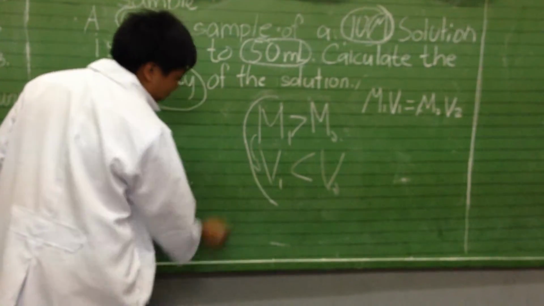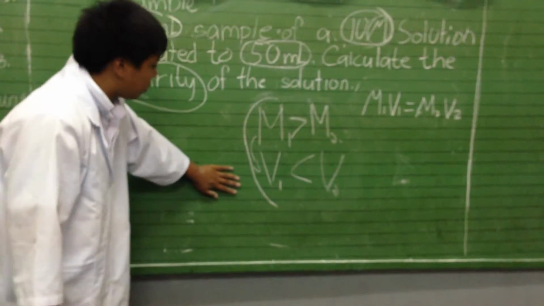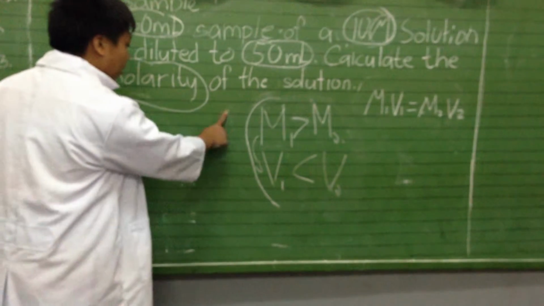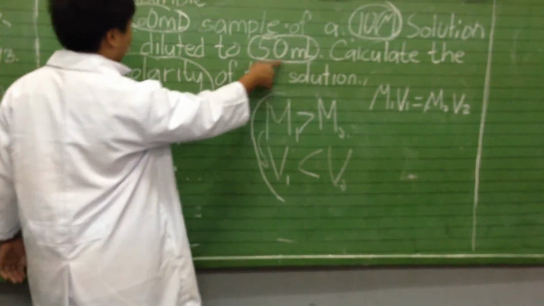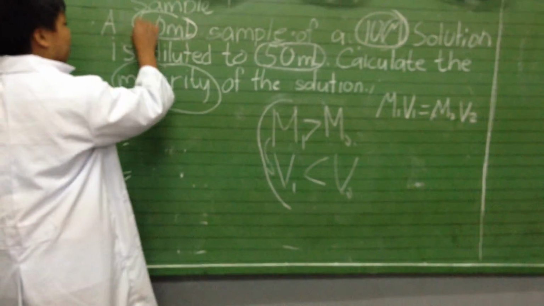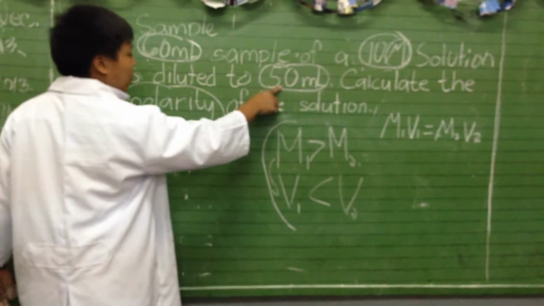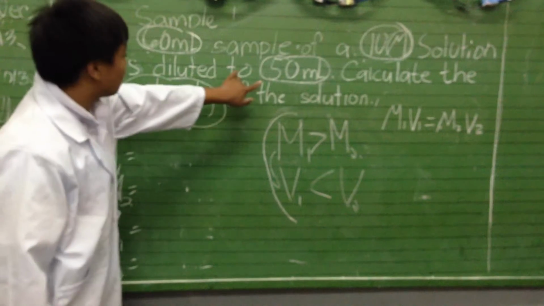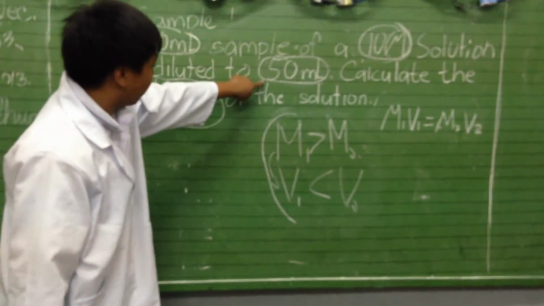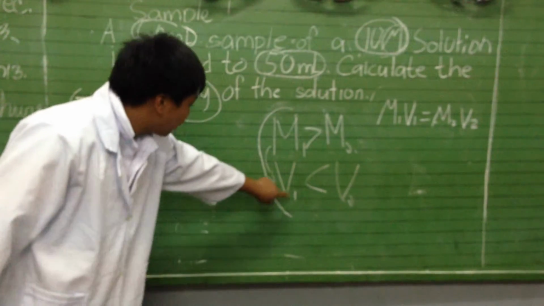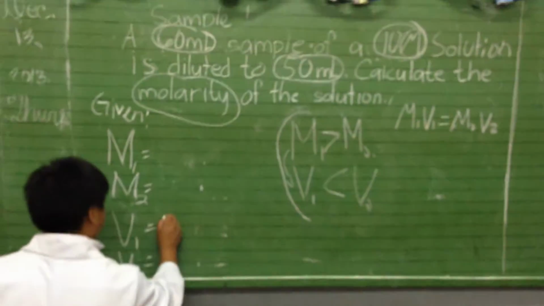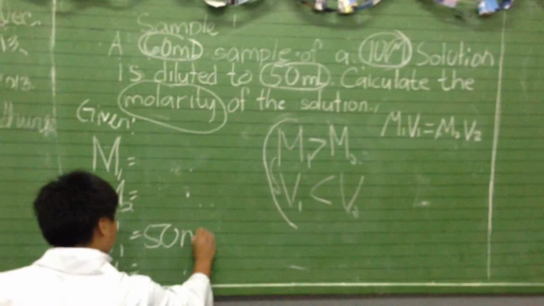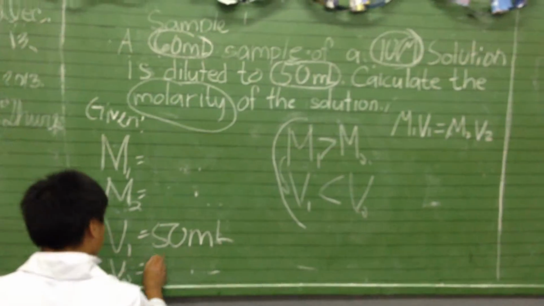Let's move here to V sub 1 must be less than V sub 2. As I said earlier, V has a unit of volume, so ml and ml. The value of this is 60, the value of this is 50. Which one is smaller? Of course it's 50. So 50 must be less than 60, so it's correct. So V sub 1 is 50, and V sub 2 is 60.